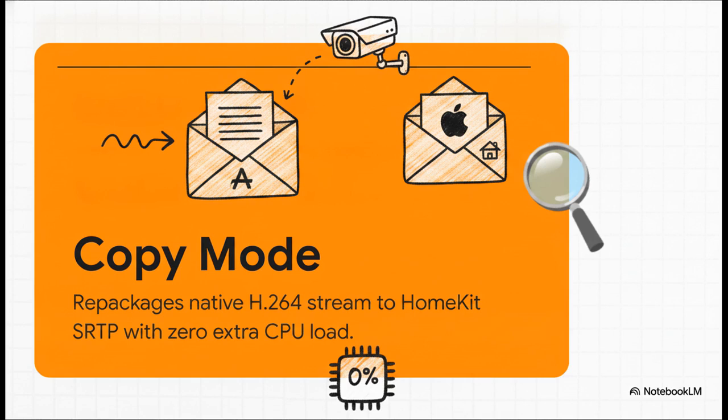The real secret sauce here is something called copy mode. Think of copy mode like taking a letter out of an Axis-branded envelope and just sliding it straight into an Apple HomeKit-branded envelope. The actual letter, the video stream itself, isn't touched or rewritten at all. The native H.264 RTSP stream is simply repackaged into HomeKit SRTP. This means virtually zero extra CPU load, so your camera can keep running its heavy-duty security tasks without breaking a sweat.